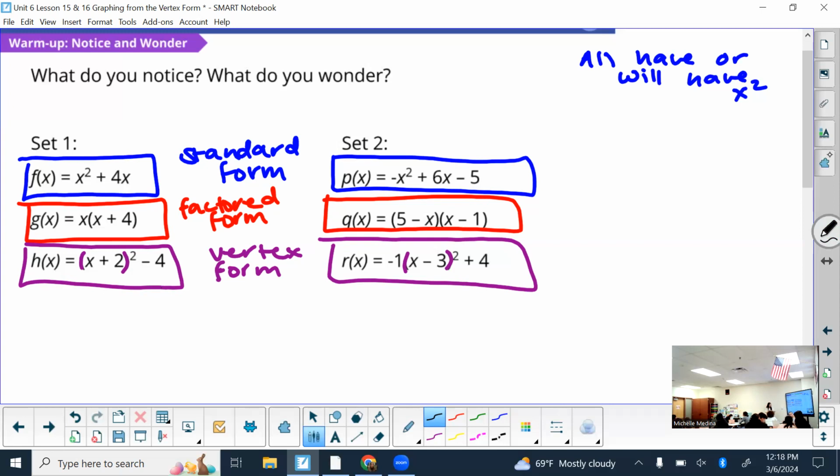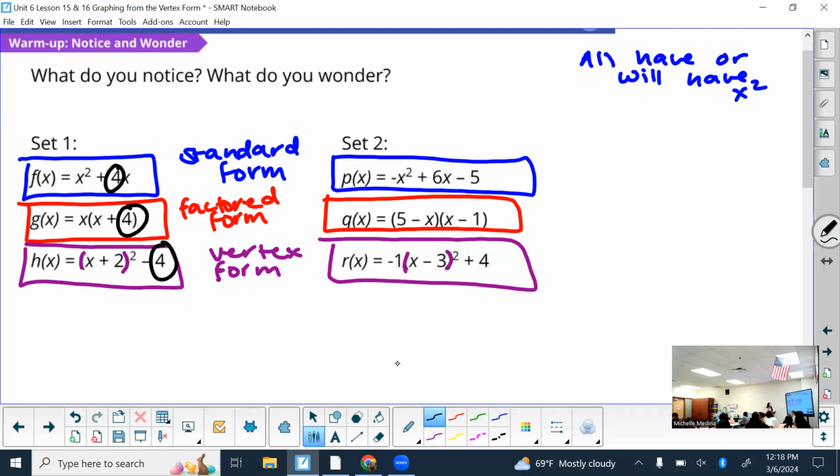Yeah, other notices or wonders that I heard today was that in set one, there's a 4 in each part. Not necessarily in set two, is there a common number in each part? Maybe the -1, but I think that clears up everything else. Any other things we can talk about?